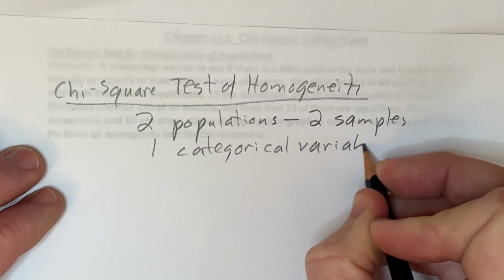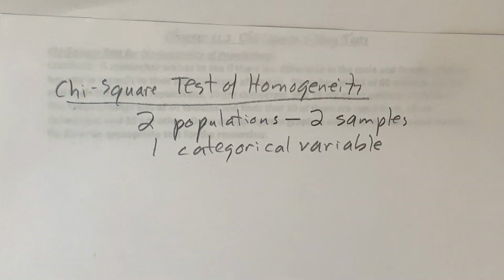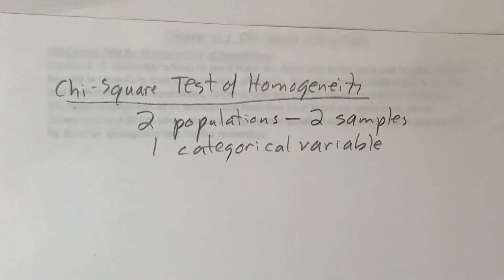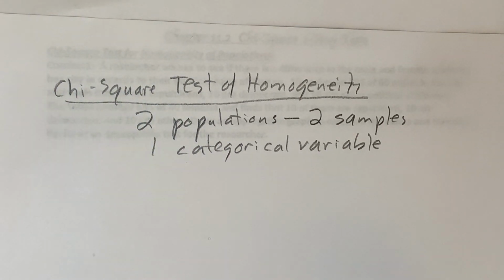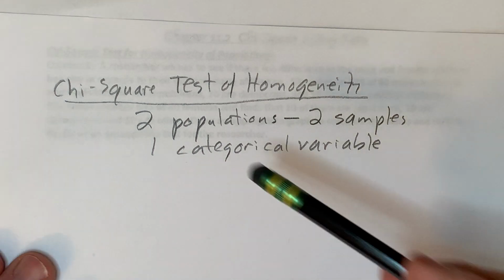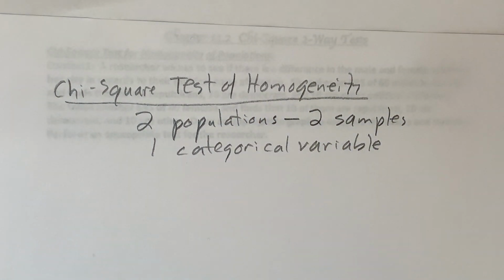So it could be we want to know, is there a difference in the political party affiliation, let's say that's our variable, between the people of Mississippi and between the people of Alabama. So that's two different populations where we would take two different samples. We want to know if there's a difference in religious affiliation between, let's say, the males and females of this state. So that would be two populations, the males and the females.